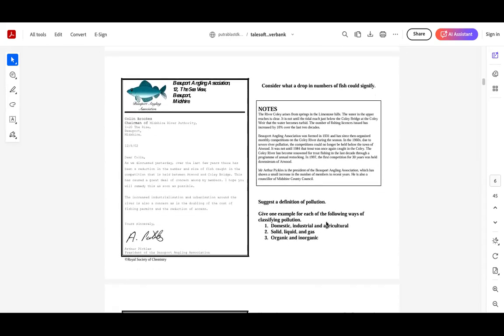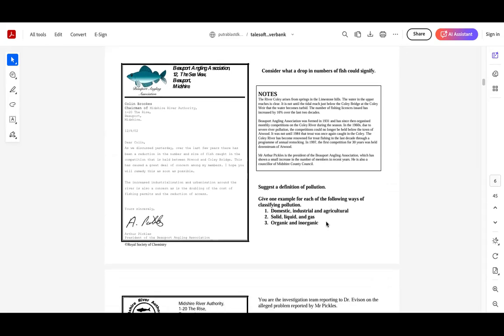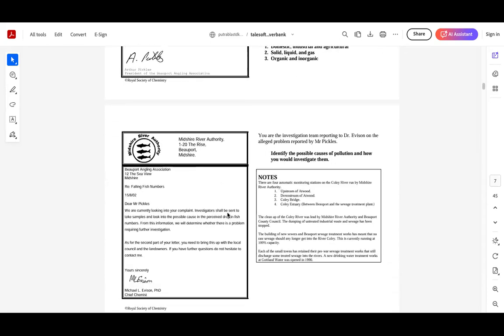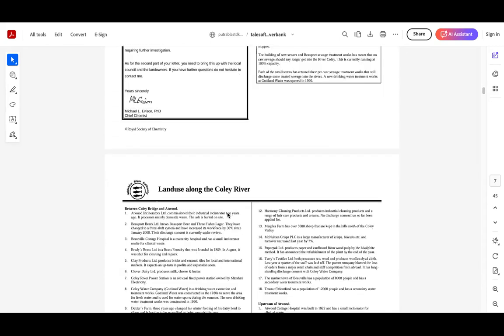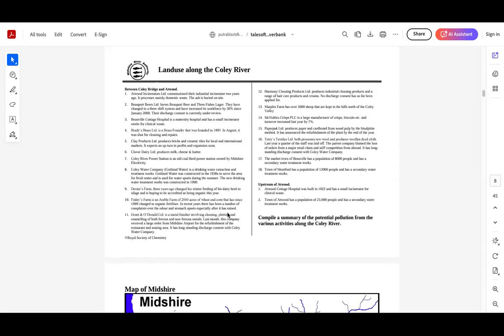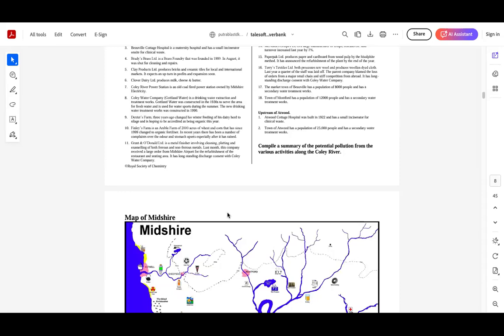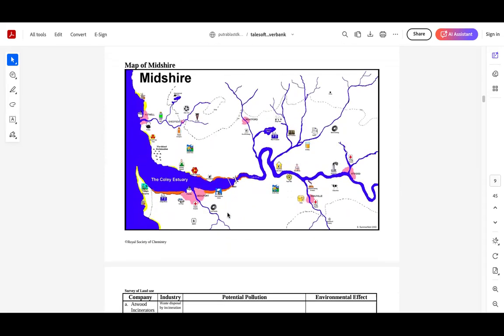So these are the reports. The report by the president, reporting about the issue of the reduced number of fish. So this is information about the river. You have to read all the information, and this is the map.